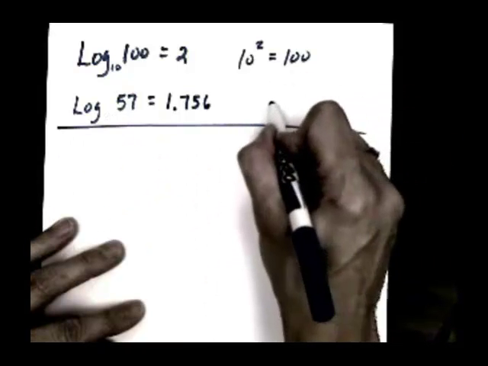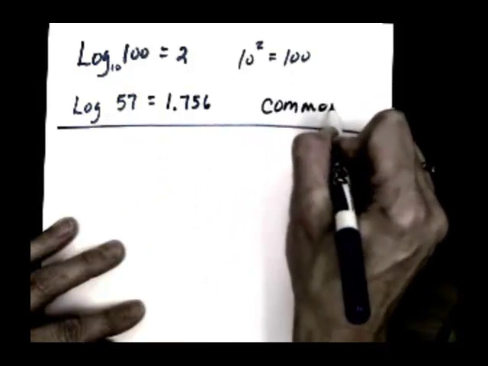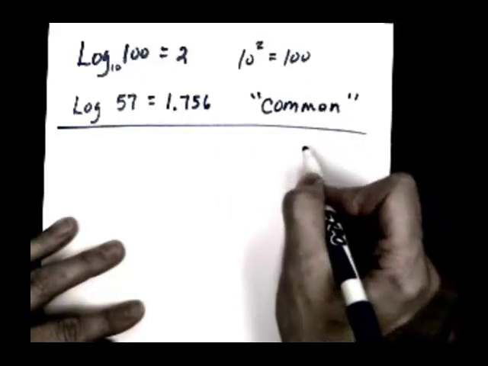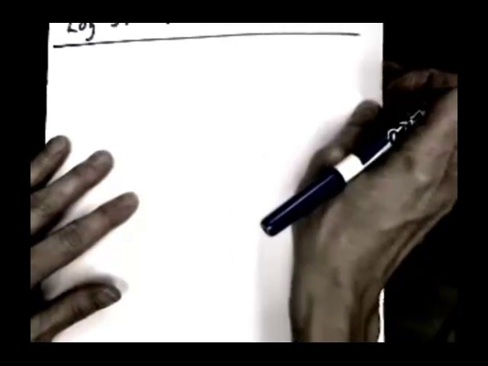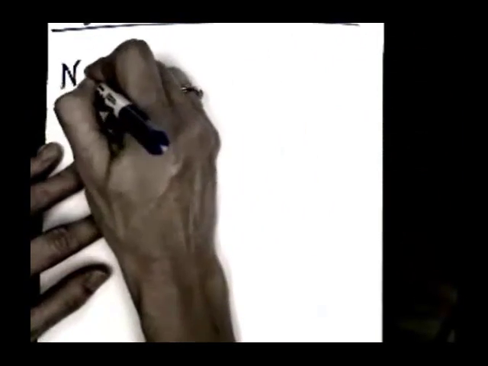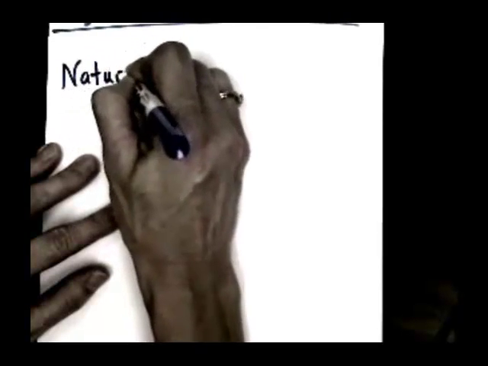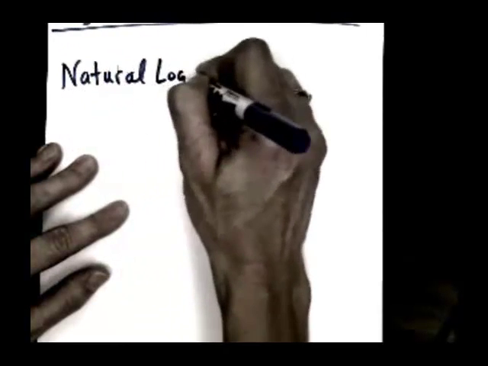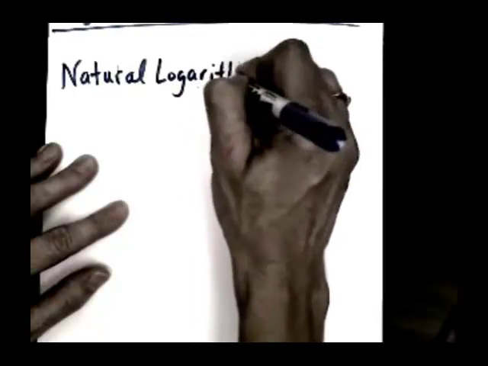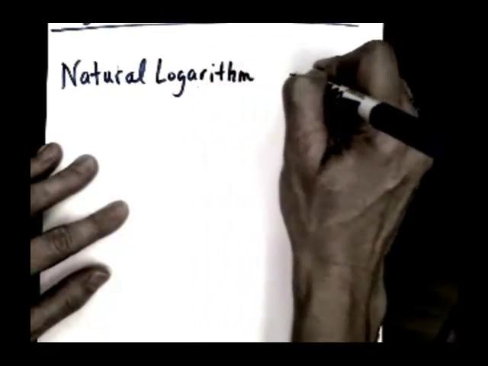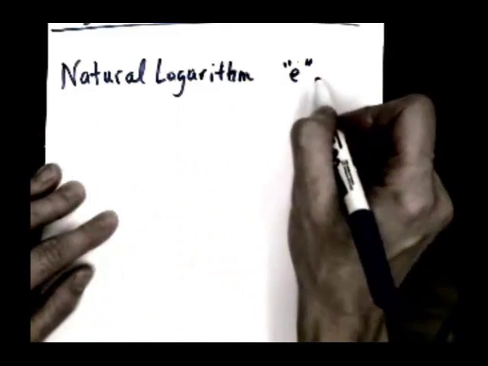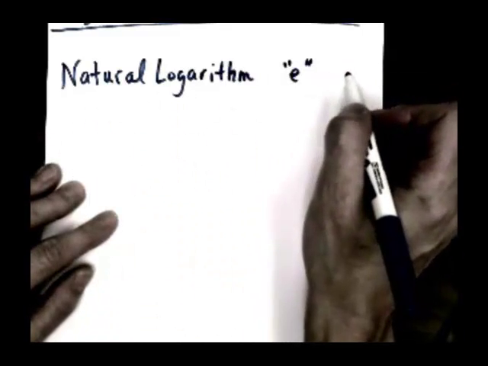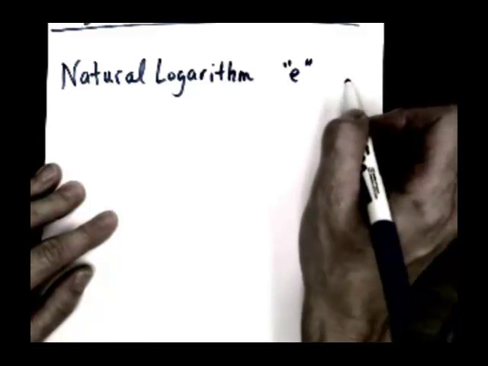And this is, by the way, called a common logarithm because 10 is common to our base, our number system. It's the base for our number system. Another type of logarithm is called a natural logarithm. And a natural logarithm has a base number of e. E is called a natural number. E is approximately 2.718. It's a number like pi, a continuing decimal.